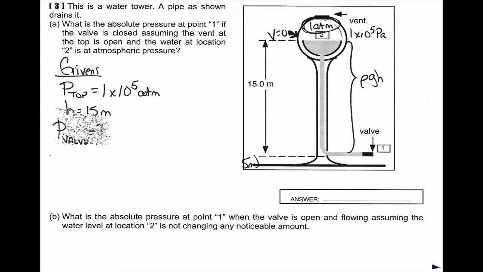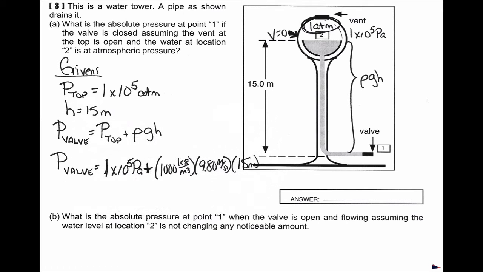So the pressure at the valve is equal to the pressure of everything above it. So the pressure at the valve is equal to the pressure at the top plus rho gh. The pressure at the valve is 100,000 plus all the other math that's in there. And that gives me the pressure at the valve to be 247,000 pascals. Okay, so that's great. So the valve's not open.